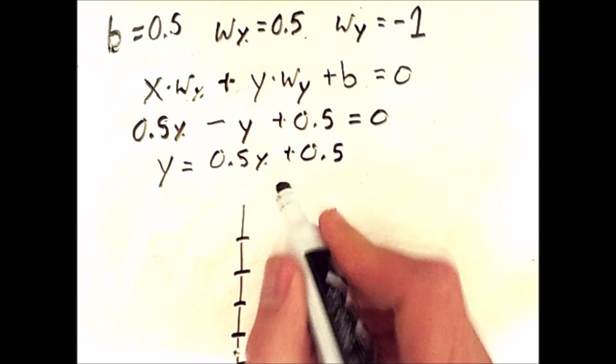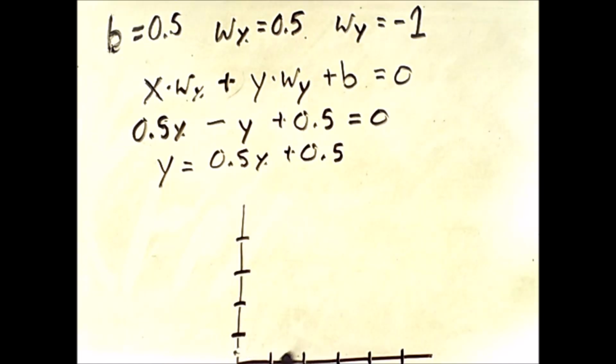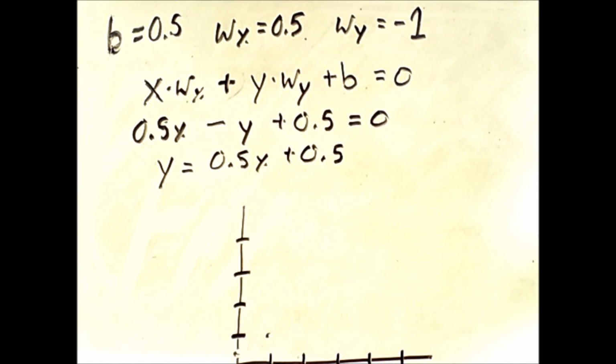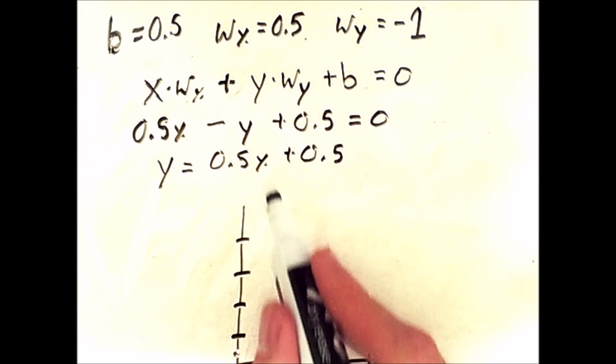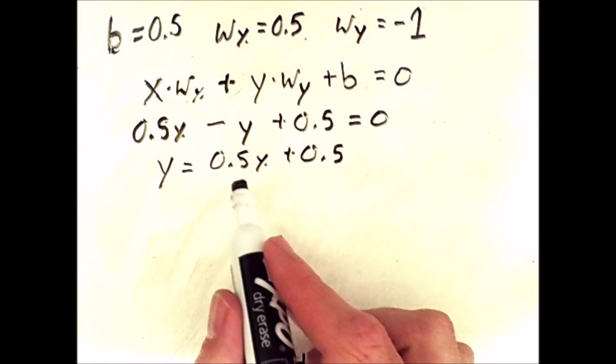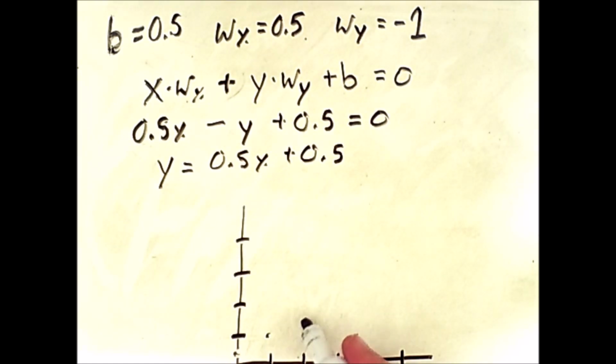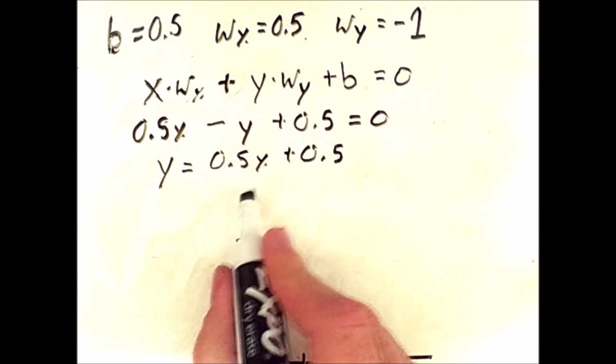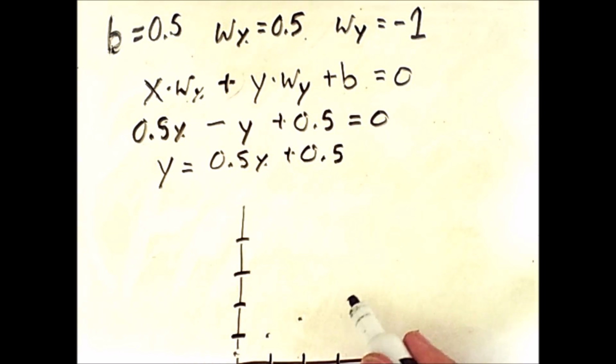And then when x is 1, we'll have 0.5 plus 0.5, that'll be 1, that'll be this point. And that's enough to draw a line, but I'll do a few more just to make it clear. When x equals 2, that is 1 plus 0.5, so that'll be right here. And when it is 3, that is 1.5 plus 0.5, which is 2, so that would be over here. And so we get this line.